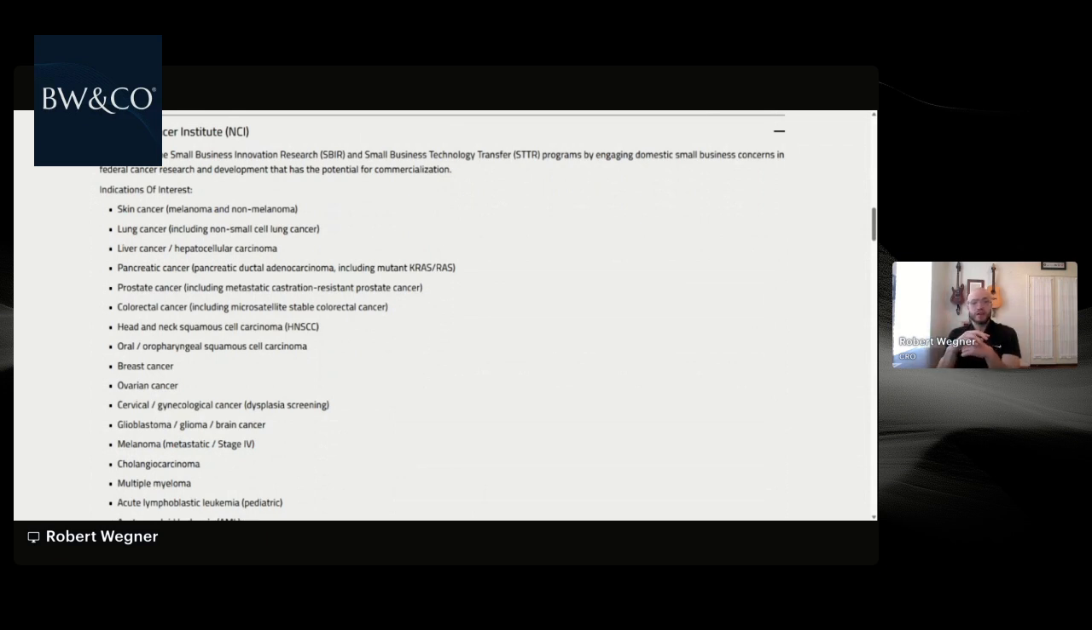There's 7 funding criteria that are all Texas related. You have to meet at least 4 of them. But if you're nationwide, you are eligible for the National Cancer Institute as long as you're a for-profit entity and fits within the SBIR program here.